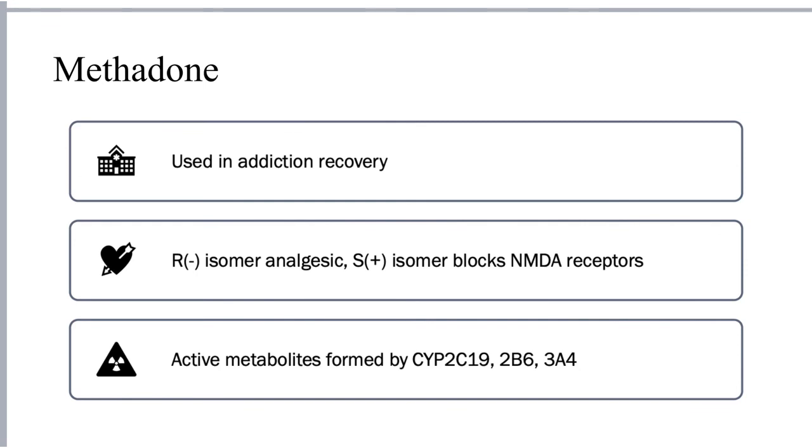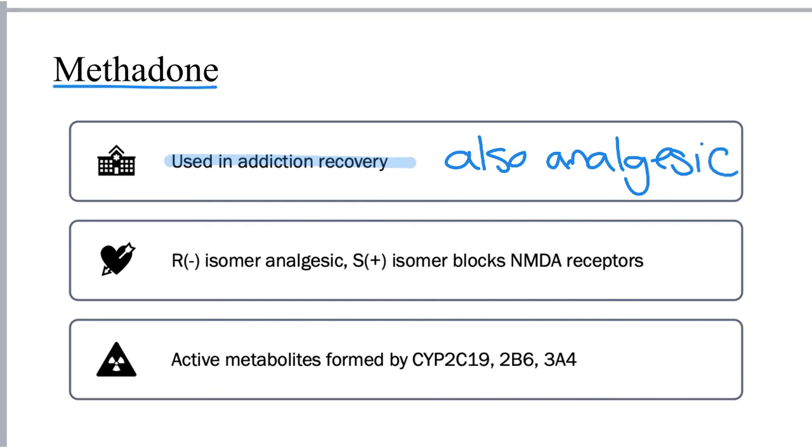Another strong opioid agonist used clinically is methadone. Although methadone is more frequently used in addiction recovery rather than in pain relief, it is able to produce significant analgesia. Its utility in addiction recovery is due to its much longer duration of action compared with morphine.